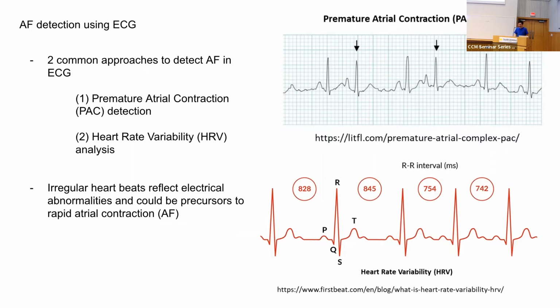And the second feature that a lot of papers use is called heart rate variability. Again, this is looking at the intervals between R peaks in the electrocardiogram, where R peaks represent each heartbeat. Irregularity within the intervals between R peaks can signal the start of an atrial fibrillation event.